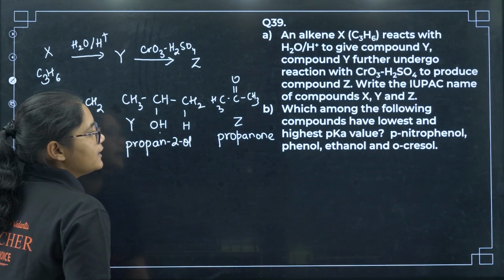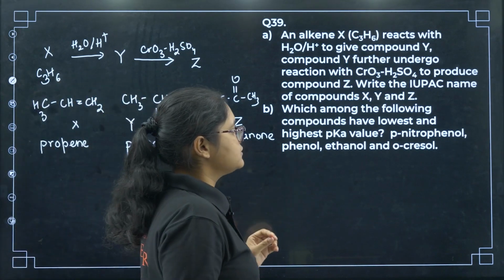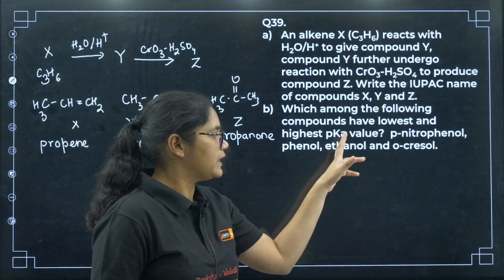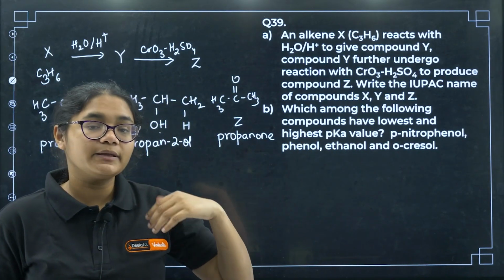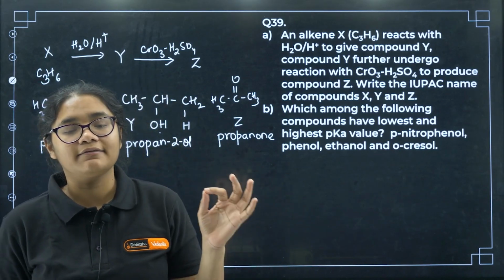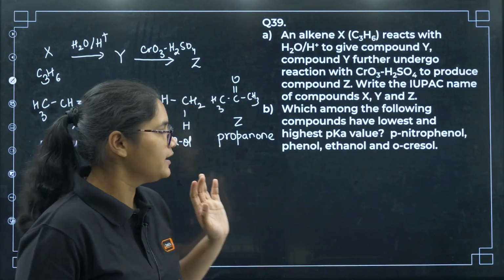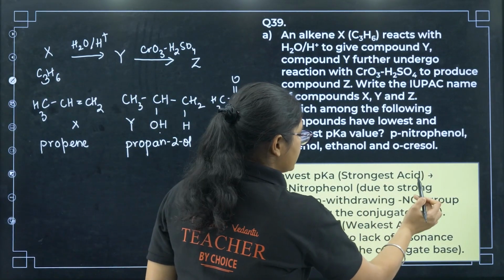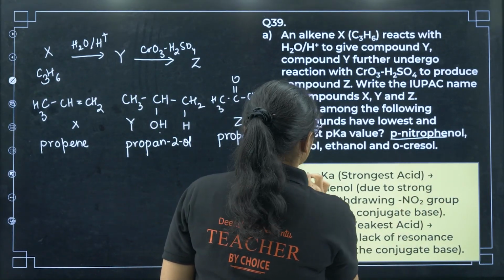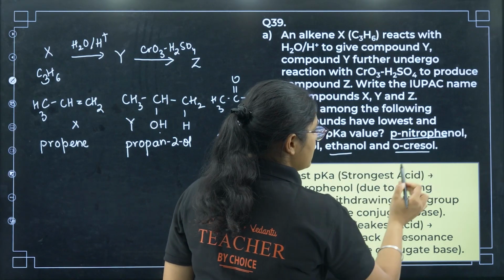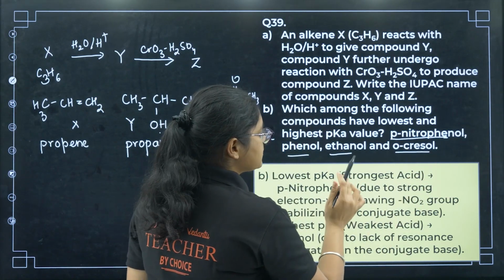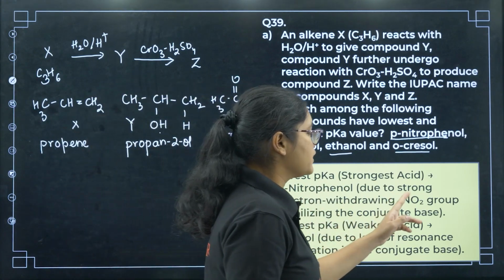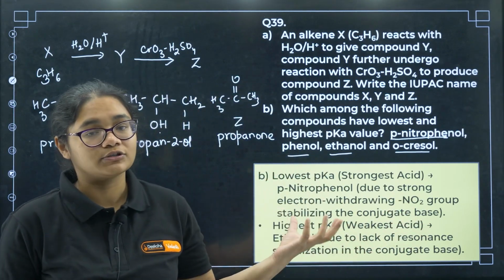Okay. Clear? Next. Which among the following compounds have the lowest and the highest pKa value? For this one you should know that the lowest pKa value will be more acidic and the highest pKa value will be least acidic, right? So the lowest pKa will be the strongest acid. Among para-nitrophenol, phenol, ethanol and orthocresol, para-nitrophenol is the most acidic one and has the lowest pKa value because it has an electron withdrawing NO2 group which can stabilize the conjugate base.